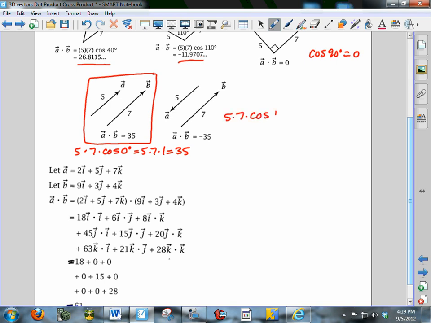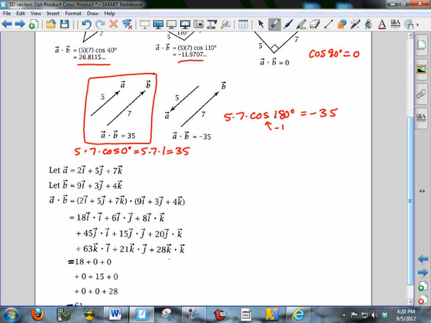If two vectors are going in the opposite direction, we would be saying 5 times 7 times cosine of 180, because they would be going in directions that are 180 degrees from each other. Since cosine of 180 is negative 1, that's why we end up with a negative 35 as our answer. So it's just the opposite of the product of their magnitudes.